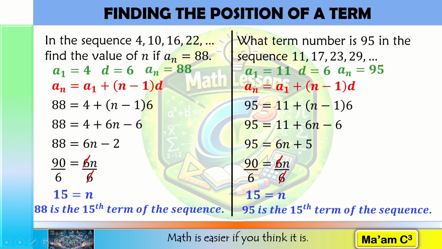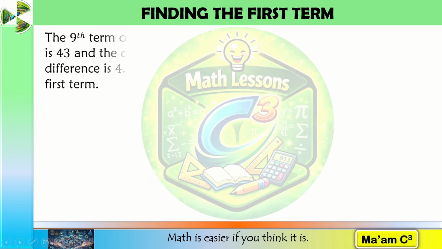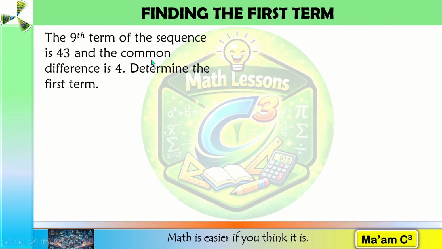Another type of problem, finding the first term. The ninth term of the sequence is 43. And the common difference is 4. Determine the first term. Okay? So this is quite different. Let's identify what we have here. The ninth term of the sequence is 43. So a sub 9 is 43. The common difference is 4. So d is equal to 4. And we are looking for the first term. Since this is a sub 9, it means our n is equal to 9.